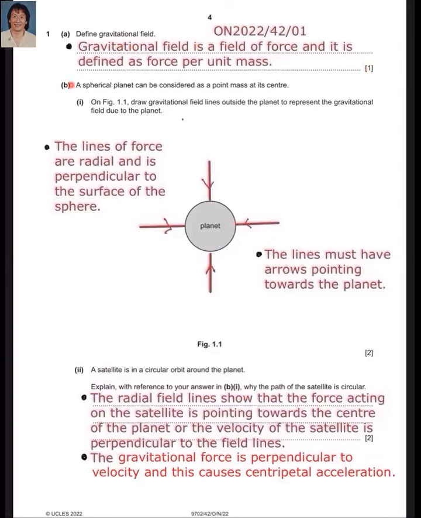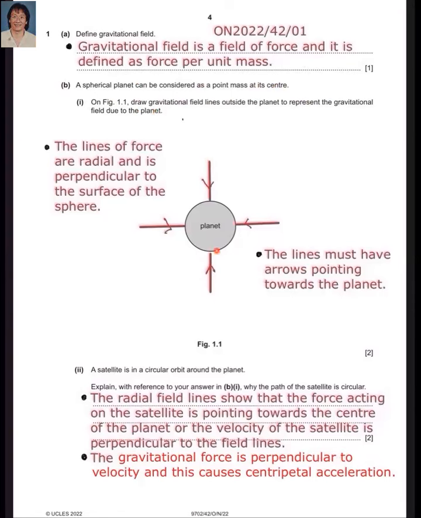For part B, a spherical planet can be considered as a point mass at its center. On figure 1.1, draw gravitational field lines outside the planet to represent the gravitational field due to the planet. For this question, we need to know how to represent a gravitational field. A gravitational field can be represented by drawing gravitational lines of force, like this.